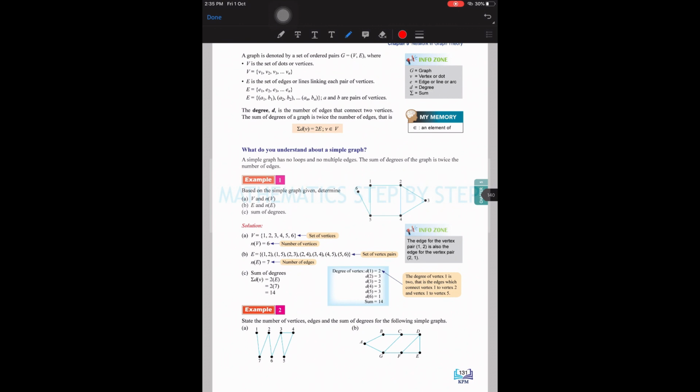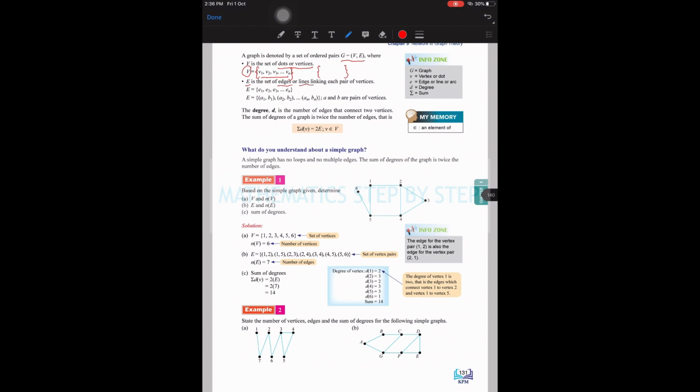So a graph is denoted by a set of ordered pair, where V is the set of dots or vertices. In chapter 4, we learned about sets, right? Whenever we want to represent a set, we'll use this curly bracket. So same goes to V. V is the set of vertices, okay? So we'll use this curly bracket. And all these are the vertices of a graph, okay? E is the set of edges or lines linking each pair of vertices.